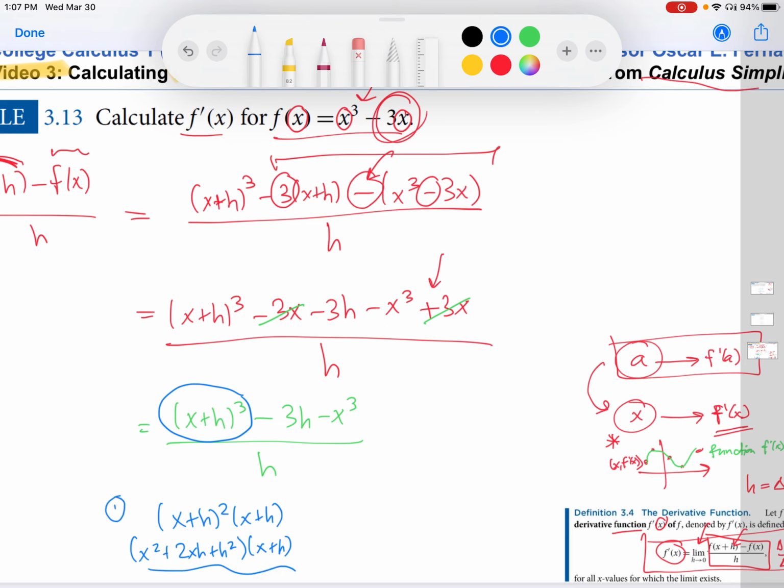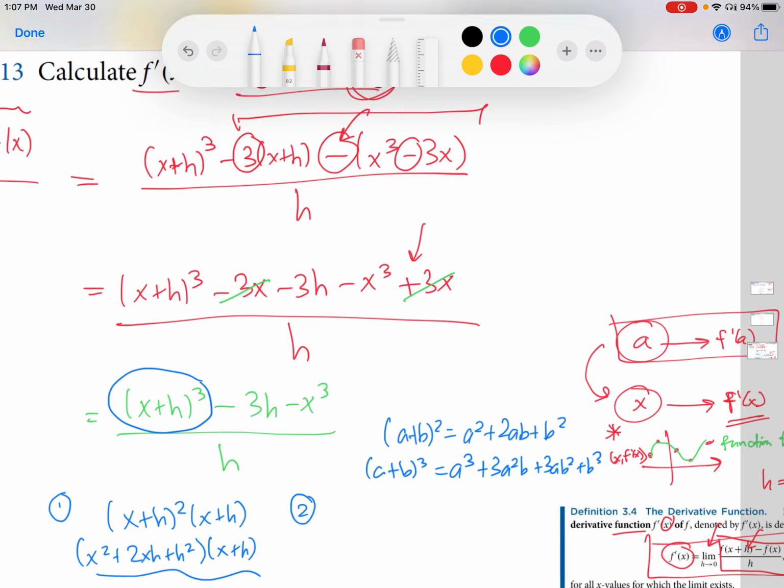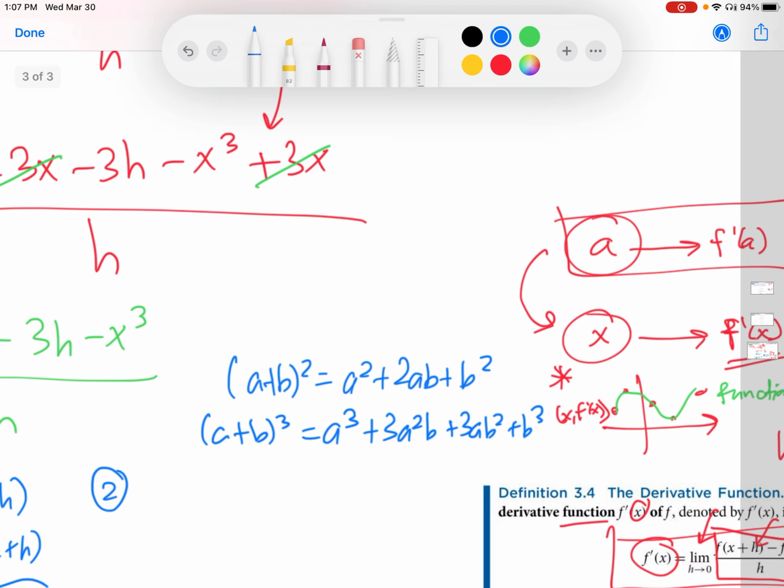That's option 1. Option 2 is you could use a reference formula, or you may already know that just like a plus b squared can be multiplied out quickly using this formula, there is a similar formula for a plus b cubed. So that formula is a cubed plus 3a squared b plus 3ab squared plus b cubed. And there's a whole Pascal's triangle aspect to this.